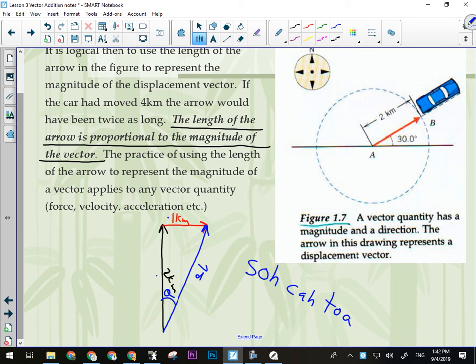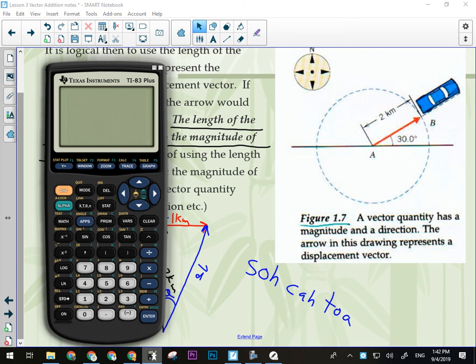So hit mode on your calculator and make sure that it is in degree mode. Mine wasn't. So go over to degree, hit enter. And then you can check and make sure it's in degree mode by going sine of 90. If it doesn't say 1, you're in radians. I don't know what it says, but it says something other than 1 if you're in radians. So make sure.